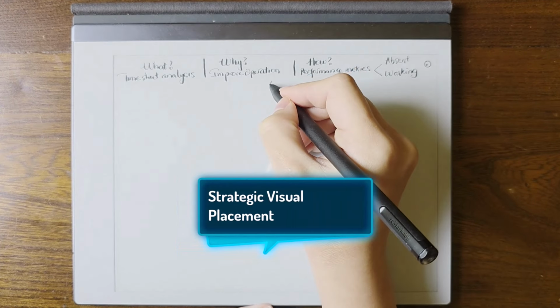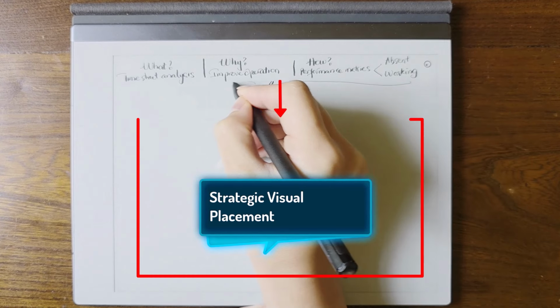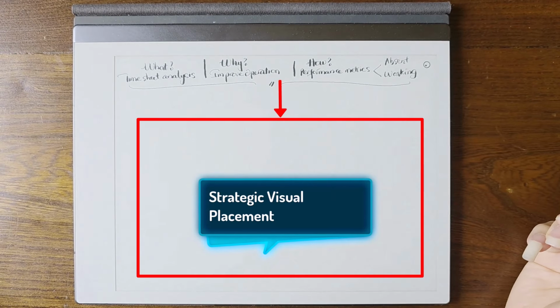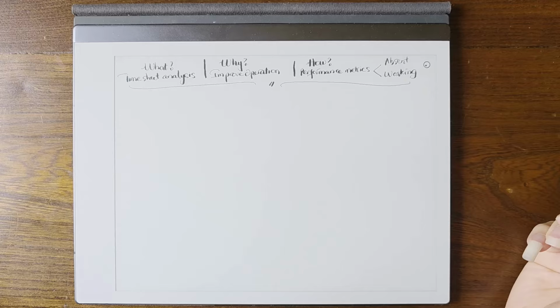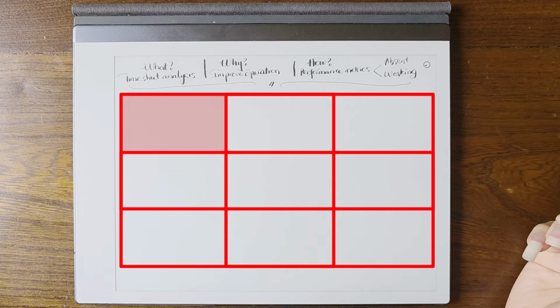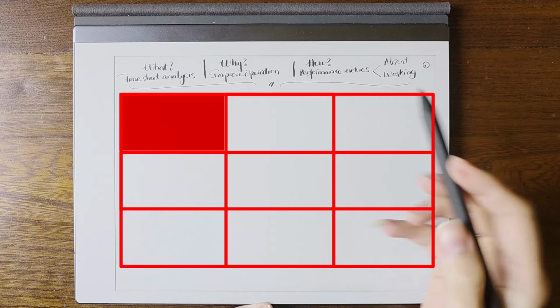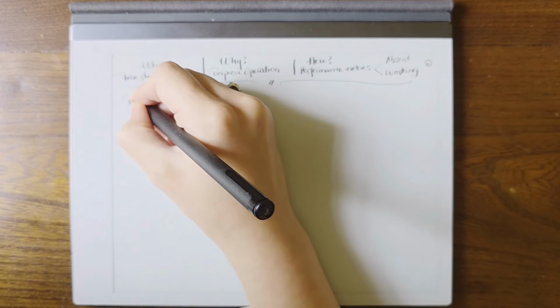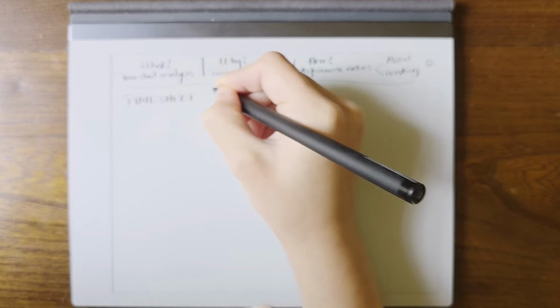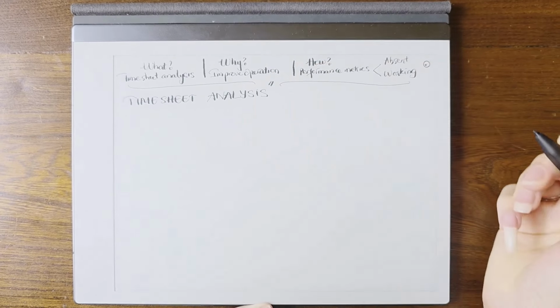Now that we've shaped the narrative, let's think about how to lay it out visually to guide the user through the story. When it comes to storytelling, placement matters. People naturally read from left to right and from top to bottom. So the top left corner is the most valuable real estate on the page, and that's exactly where we'll start our story. We'll begin by introducing the project, the timesheet analysis.